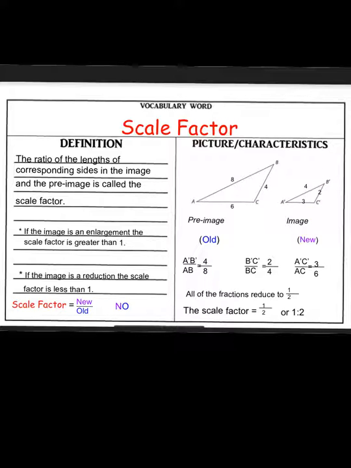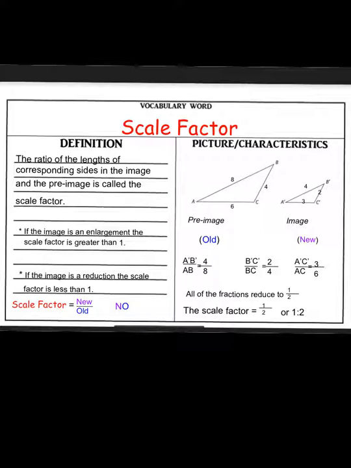Let's go ahead and start with the side A prime, B prime. A prime, B prime corresponds to, or matches, the side AB on the larger triangle. So it's going to be A prime, B prime, 4, over 8, which is the side AB. Let's go to my second side. I have B prime, C prime. B prime, C prime is 2 in length. So again, that's the new over the old, which is BC, a matching side, 4. So it's 2 over 4.